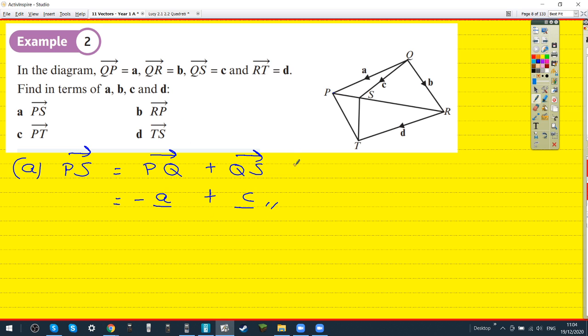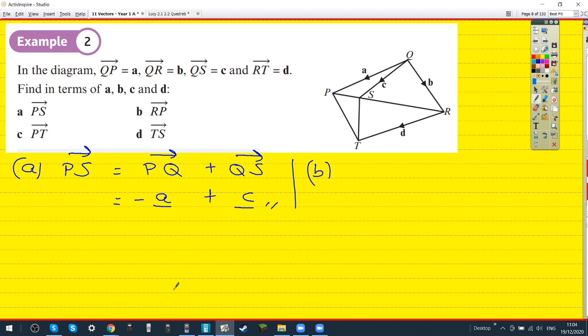But how come C is positive and it's going in the same direction as A? It's because Q to P is A, so P to Q is minus A. We're starting from P. We have to go P to Q, then Q to S. So against the arrow of A, and then with the arrow of C.